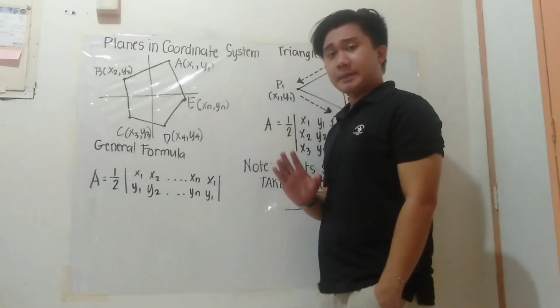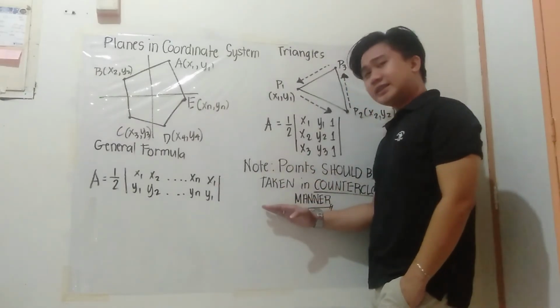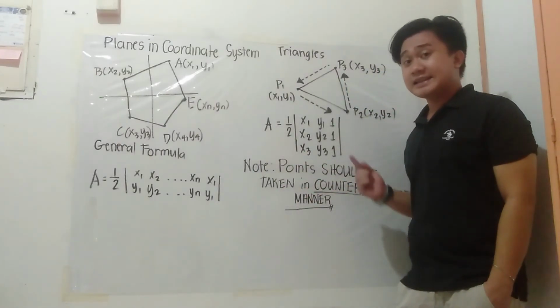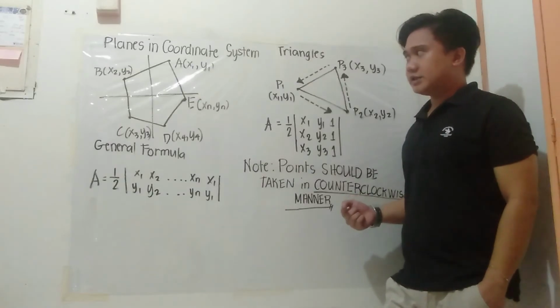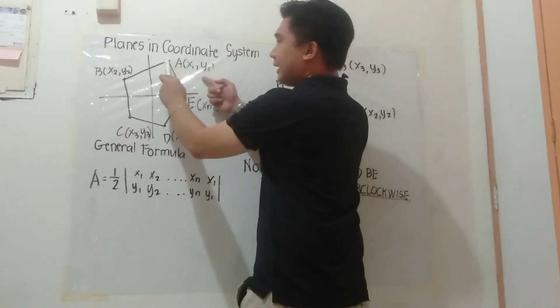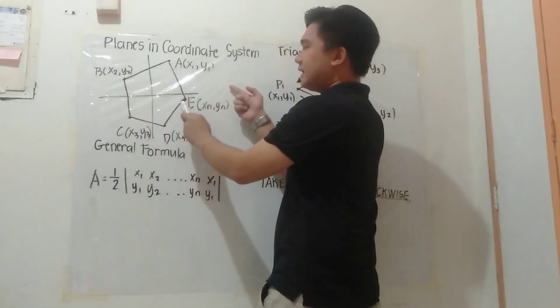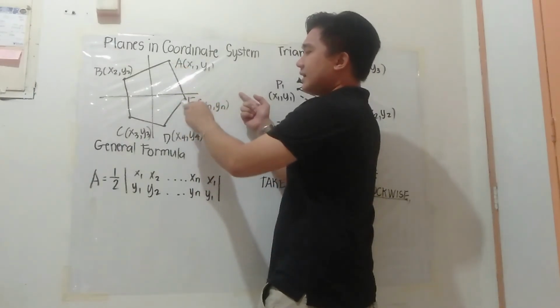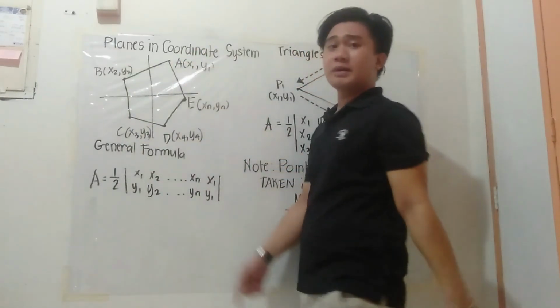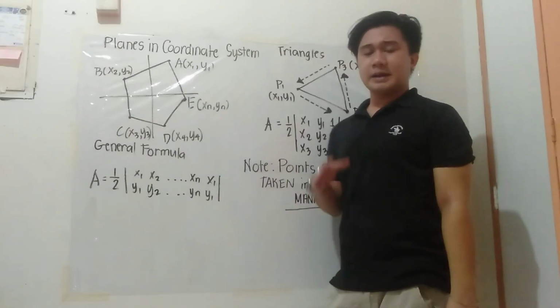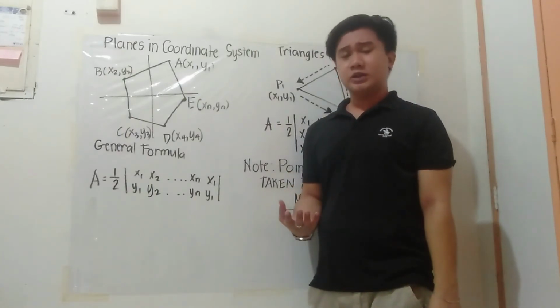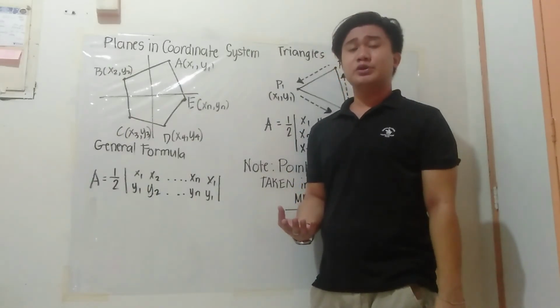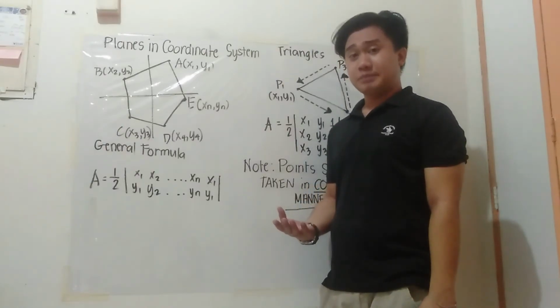Okay? Ano muna yung dapat i-note dito? Note that the points should be taken in counterclockwise manner. Kung nakita nyo, point A, B, C, D, E. Hindi ko ginawang A, E, D, C kasi baka po mag-negative. And kapag may binibigay na ganitong problem, it would be better if i-plot mo yung point sa Cartesian plane.